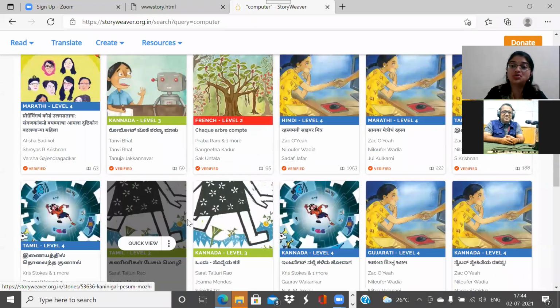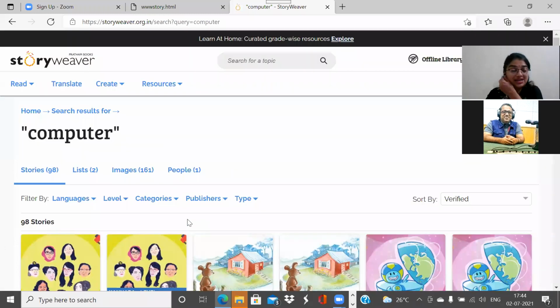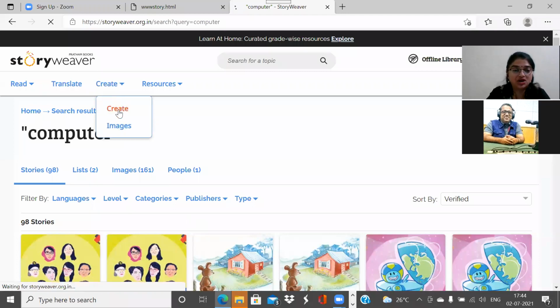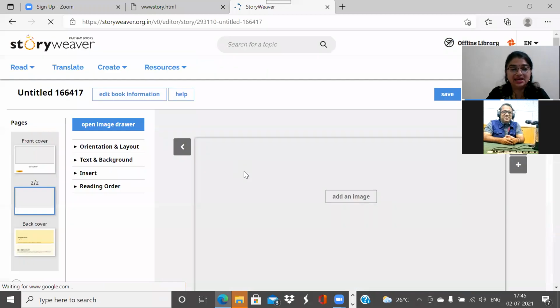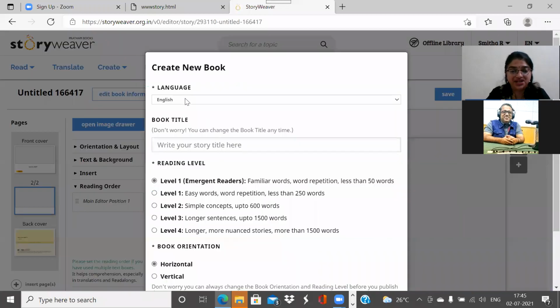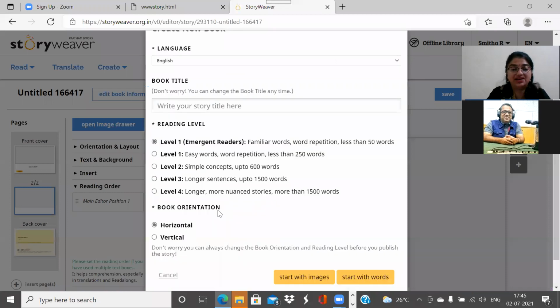Now comes how to create our own story, or we can encourage our children to create their own stories after you have taught a topic. For that, you have to go to Create and click on this Create option, and then it is going to ask you a few details. It is going to ask you which language, what is the book title, and what is the reading level, level 1, level 2, level 3, like this is their orientation of the book.